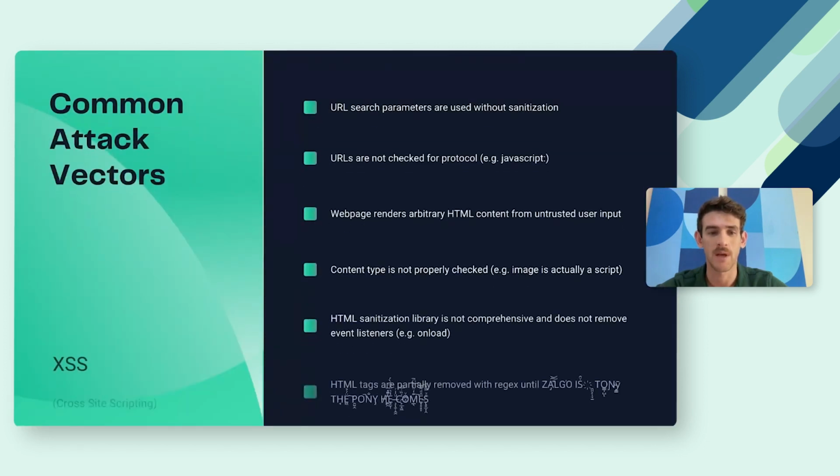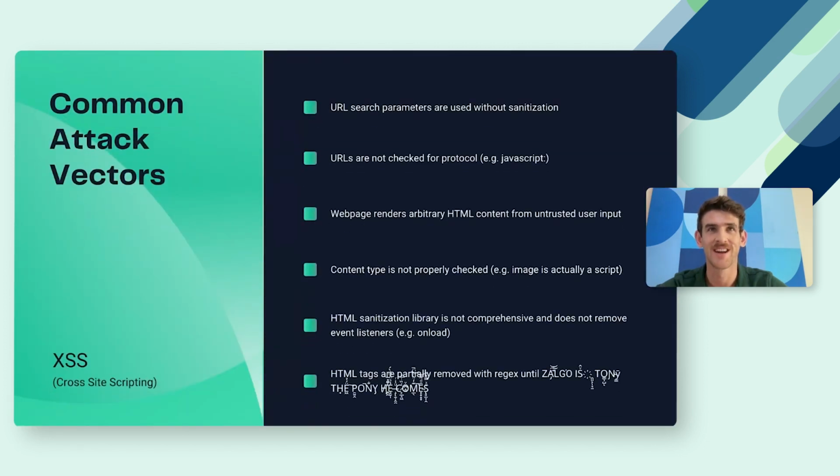So this is something that some people are aware of, but doesn't have great visibility: not all URLs are actually web URLs. Some common attack vectors are misusing the URL search parameters, not checking for the protocol origin, rendering arbitrary HTML content from untrusted user input, not checking the content type when you try to display an image, for example, using a library that's not very comprehensive with its sanitization, or potentially trying to use regular expressions to parse HTML for sanitization.